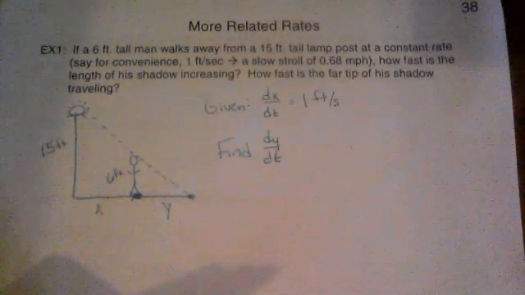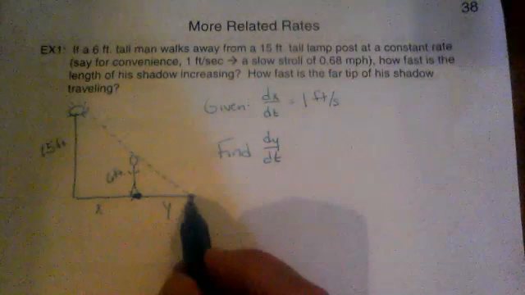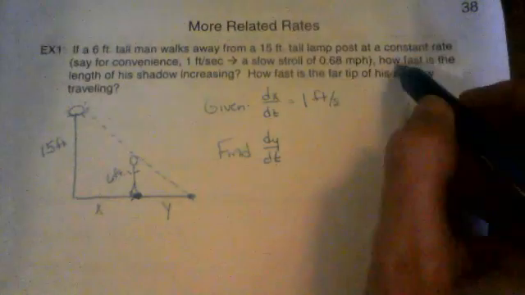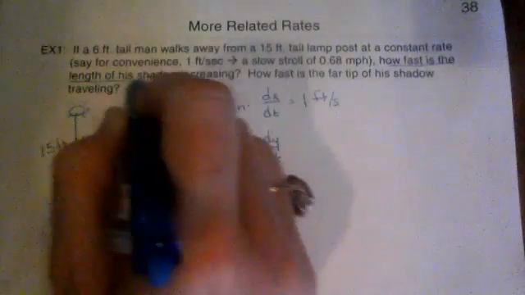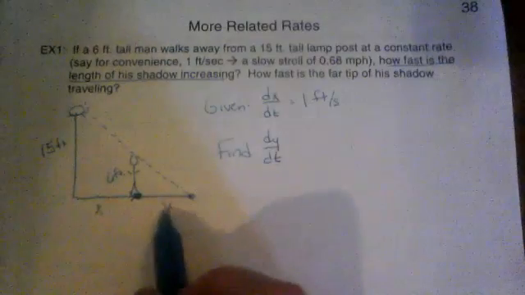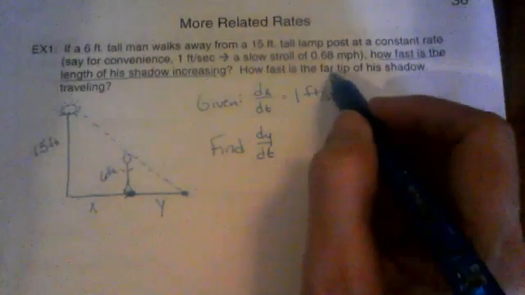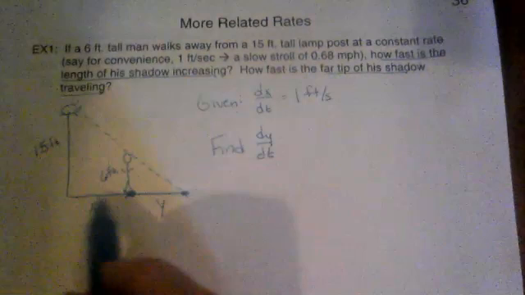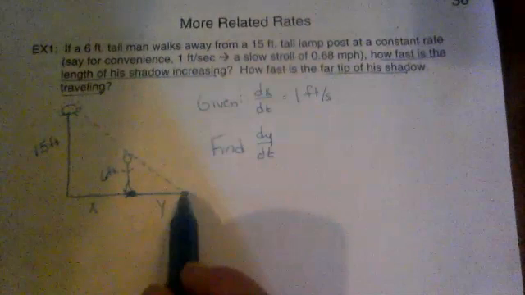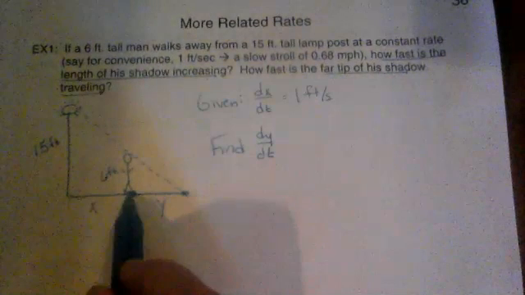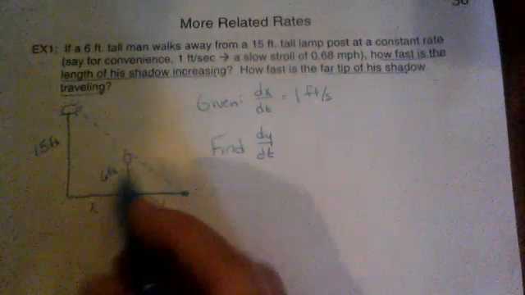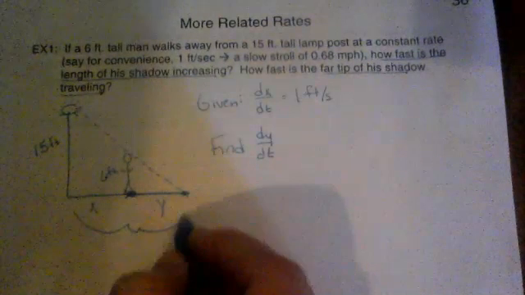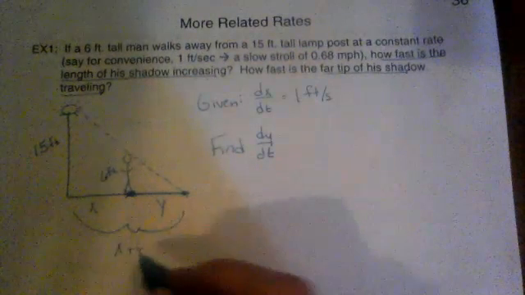Then it says how fast is the far tip of the shadow traveling. So here's the deal. How fast the length of the shadow is increasing is going to be dy dt. When it says how fast is the far tip of the shadow traveling, that's going to be whatever we get for this rate of change plus his original rate of change combined. So it'll be both of these, x and y together.